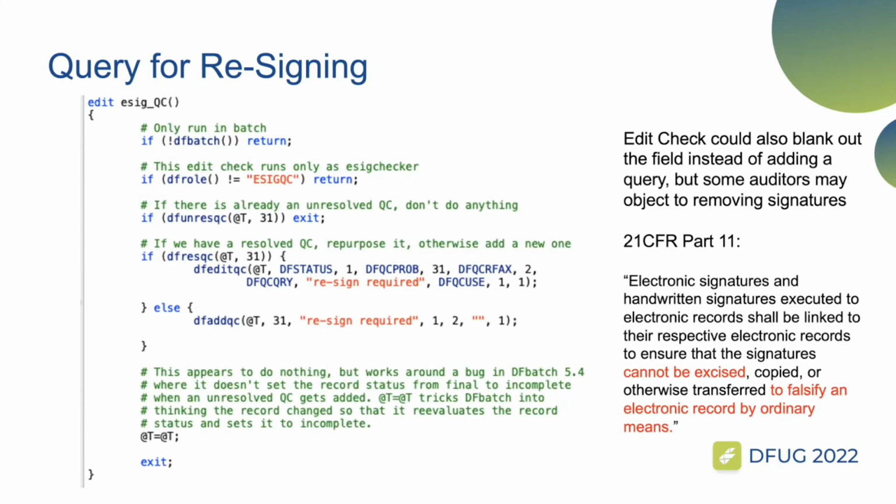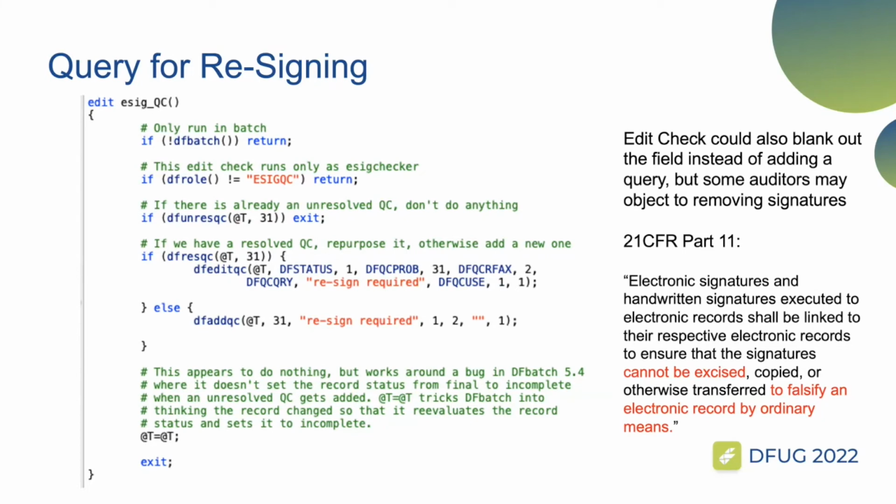OK, so a query for re-signing, the edit check would look something like this. We're just going to make sure that we're only running in batch. We're only going to do something when we're running as the role eSigQC, so we can have a user that has that role for that special purpose. We're only going to do something if there's an unresolved type 31 QC. And again, I've chosen 31. You can choose a different number if you like. If there's already an unresolved QC on it, then we already have a query for it, so we don't have to do anything.